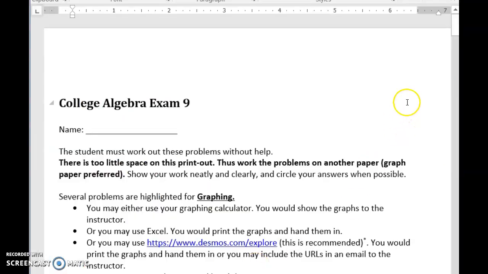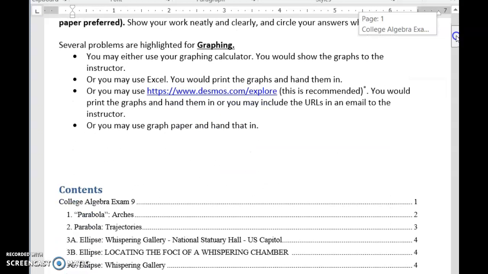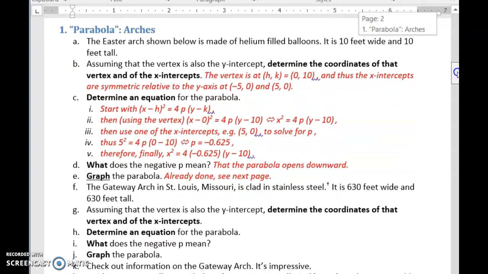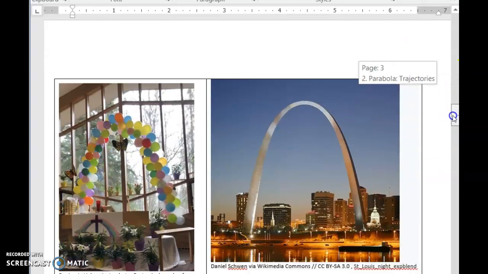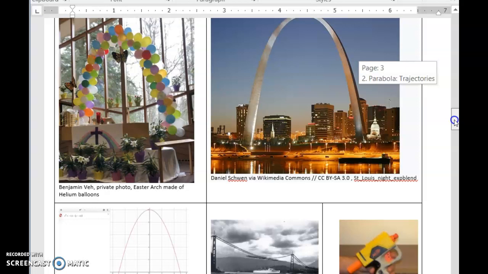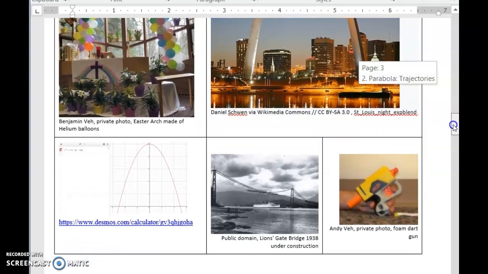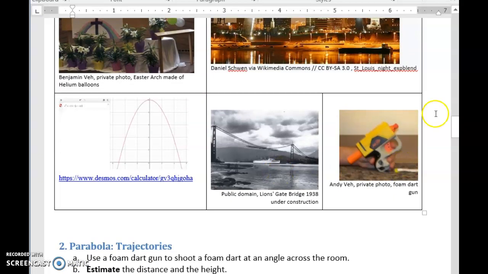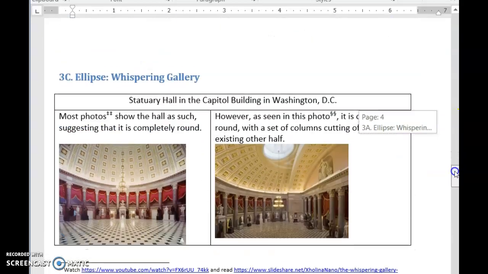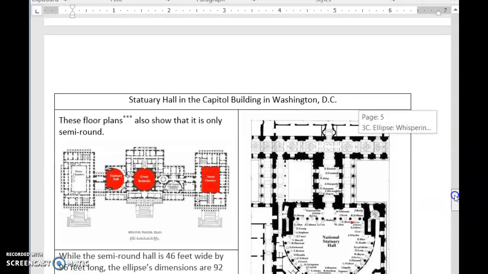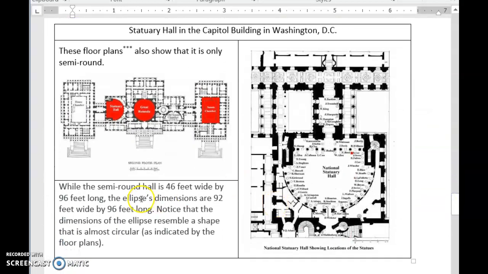I adapted it from the original take-home exam, and this Word document is posted as well. So if you'd like to look at this one first, by the way, notice in red here are already some answers given away. And here you see again the Easter arch and the gateway arch, and then there's the bridge and the shooting the foam dart, and then there's the ellipse with the rotunda in the Capitol building.